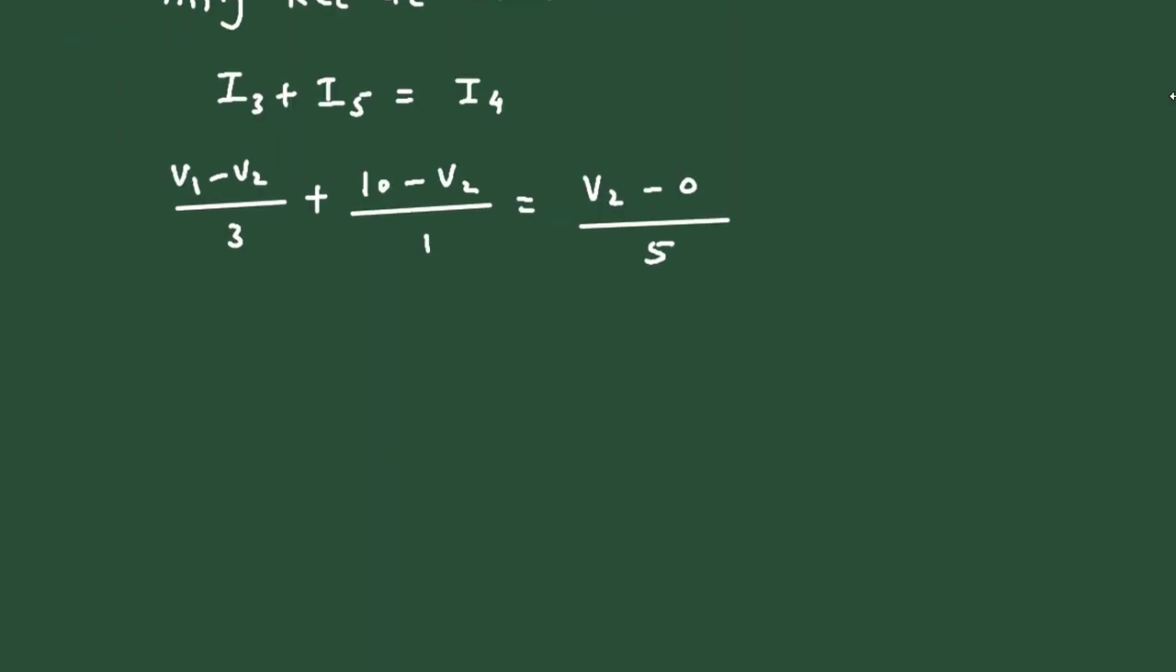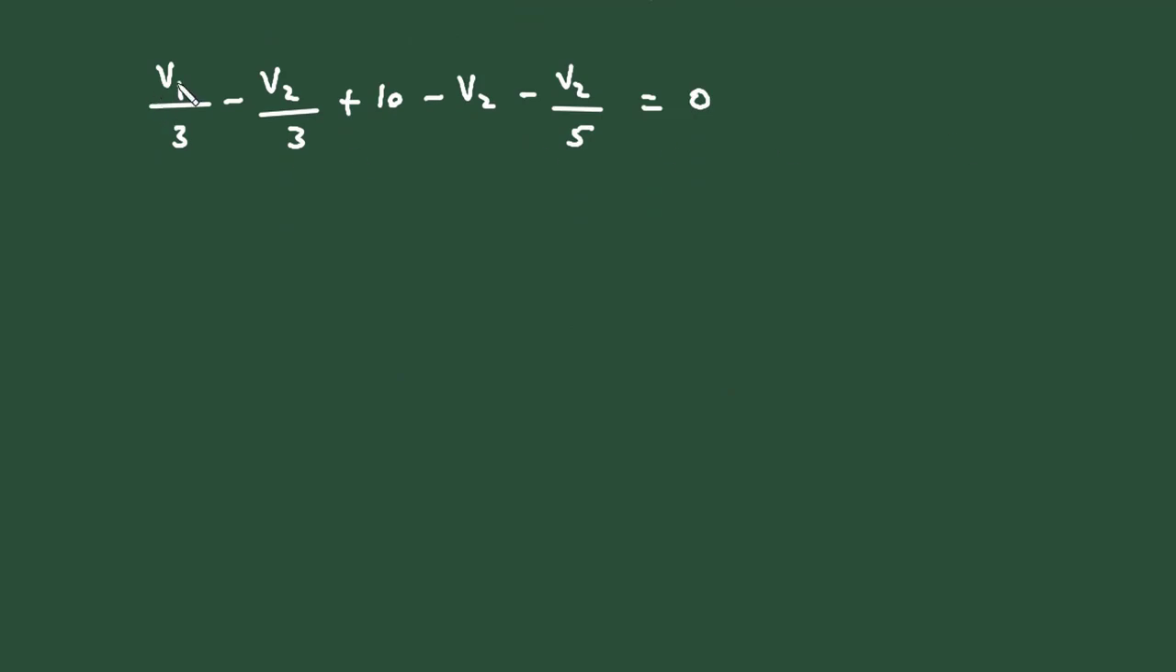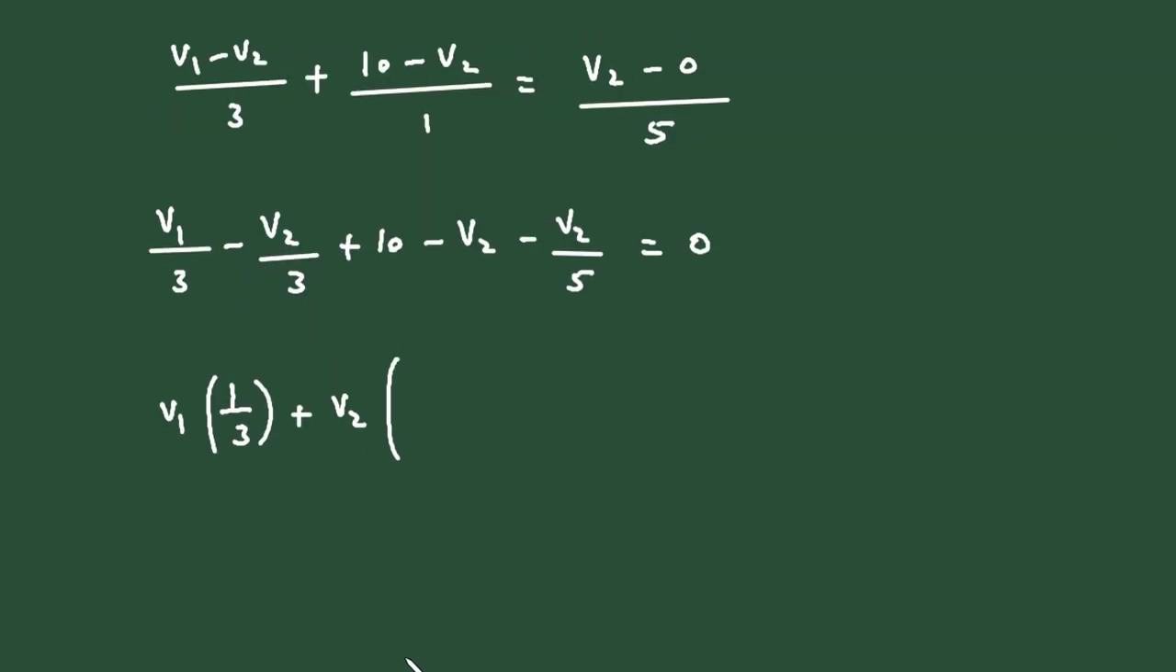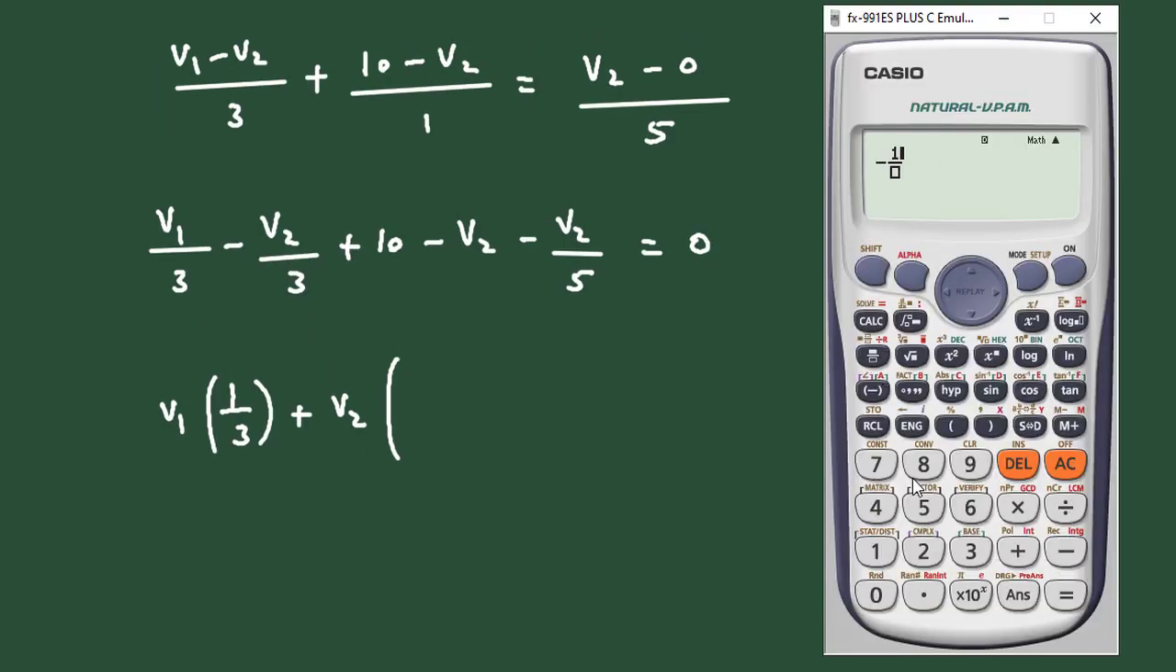Now again simplify this, so it will be V1 divided by 3 minus V2 divided by 3, then plus 10 minus V2. Then if we take this on the left side, it will be minus V2 by 5 is equal to 0. So here this will be V1 in bracket 1 by 3. Then if we take V2 common, in bracket this will be minus 1 by 3.